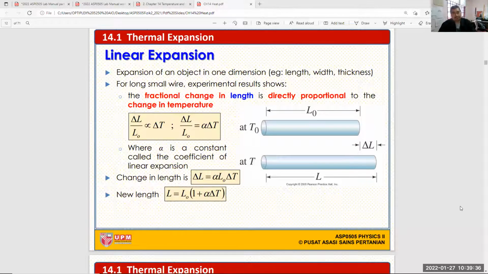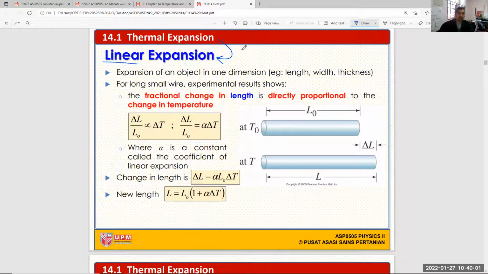Okay, this is where we stopped yesterday, at the beginning. Actually, we already did an exercise. So what we call linear expansion. Yeah, we have what we call linear expansion. This is the main concept under what we call thermal expansion. So under thermal expansion, we have this one, what we call linear expansion.